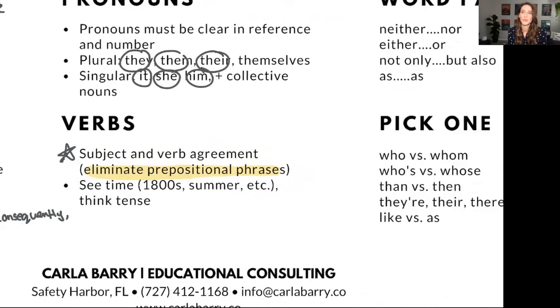For verbs too, whenever I see any kind of time reference in a passage, so if it says in summer 2045 or in the year 1700 or in 5 years, I'm thinking, oh, that's a time reference. So I'm just going to be on high alert for changing verb tenses later on. And remember, for tense questions, we're going to make what is underlined match what is not.